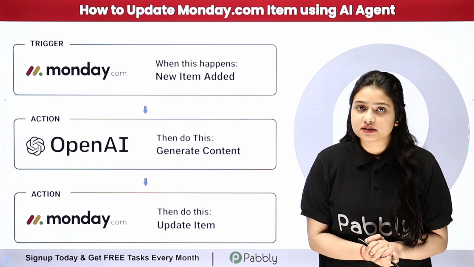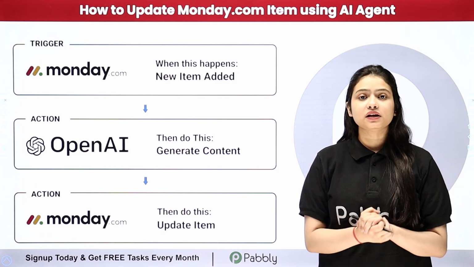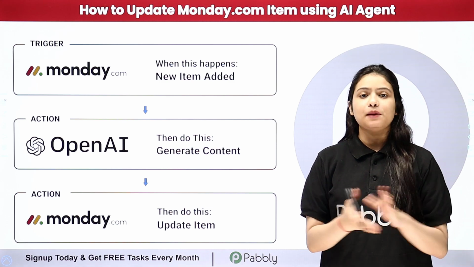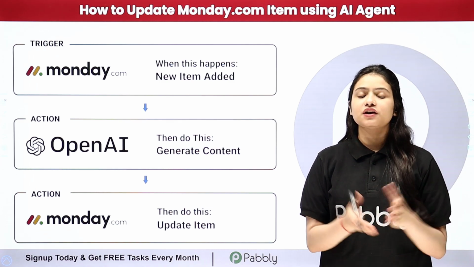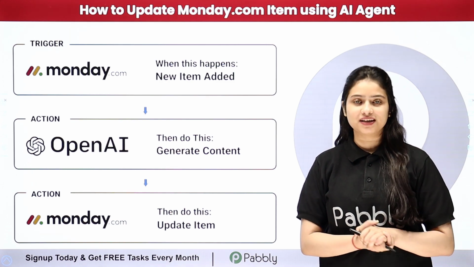Now to automate this entire process, I'm not going to use any kind of coding and programming skills. I'm going to build the connection between monday.com and my AI agent, that is OpenAI, with the help of Pabbly Connect. So for your business, if you also want to learn this amazing automation step by step, for that you have to come towards my screen.